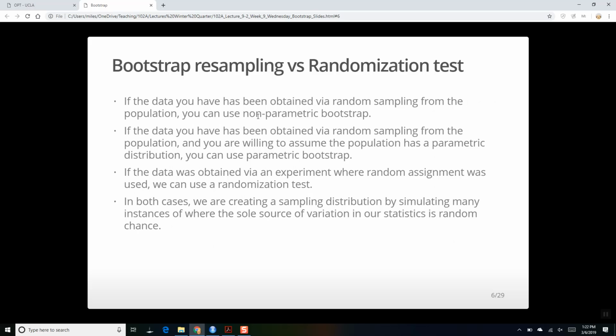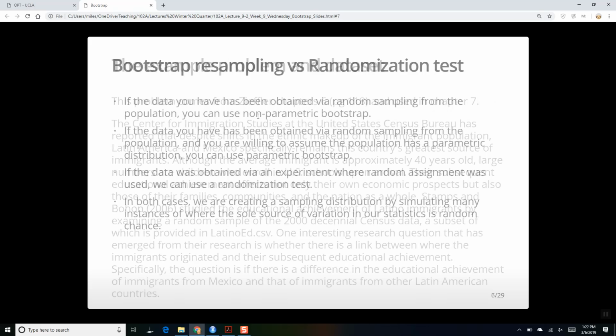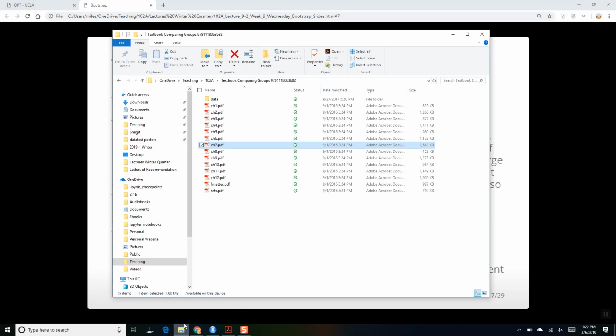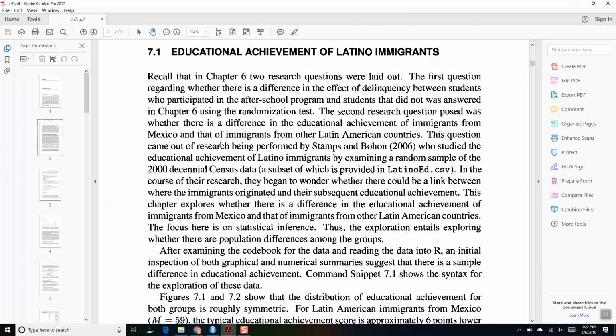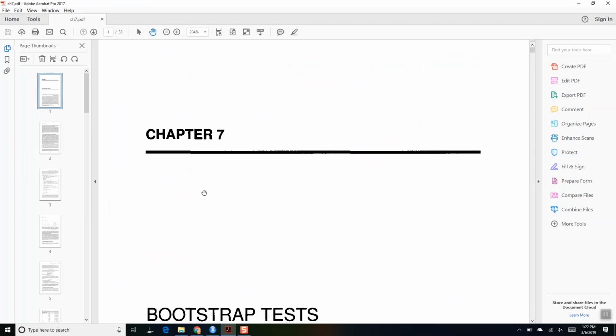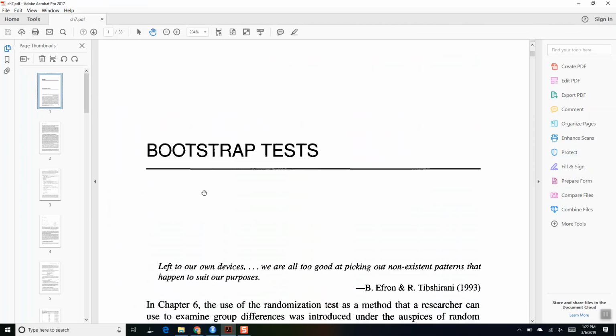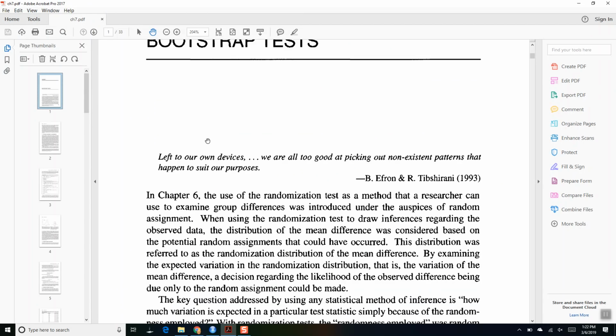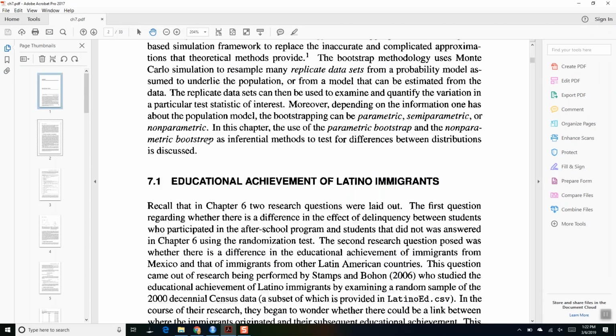Are those distinctions okay between our scenarios? Okay, sorry for this wall of text. This comes from the textbook Comparing Groups. It's a new textbook, again, available for free. As long as you're connected to the UCLA VPN, you can download it. And this is from chapter 7, the Bootstrap tests.